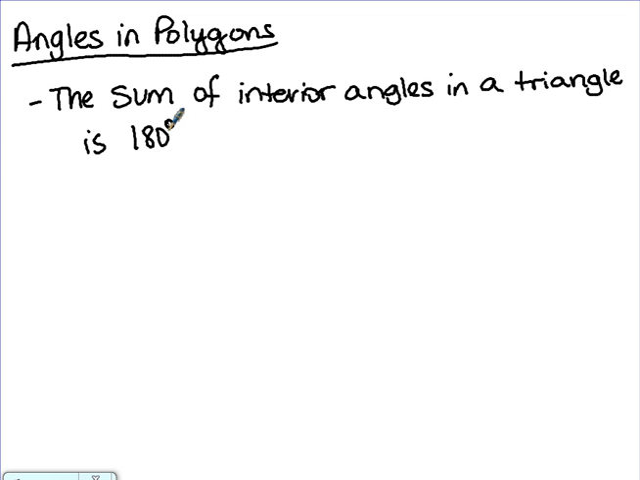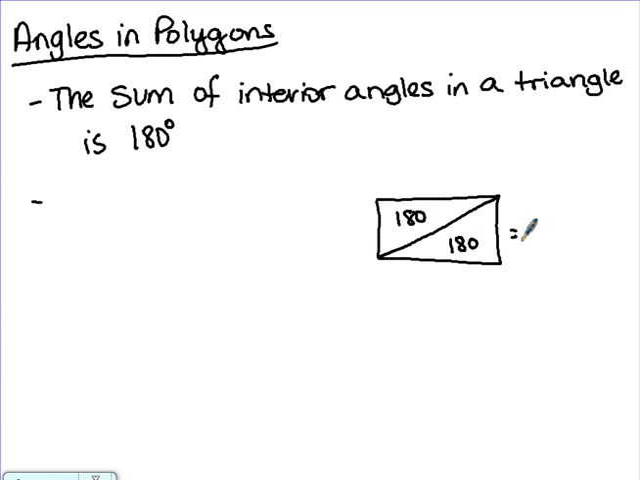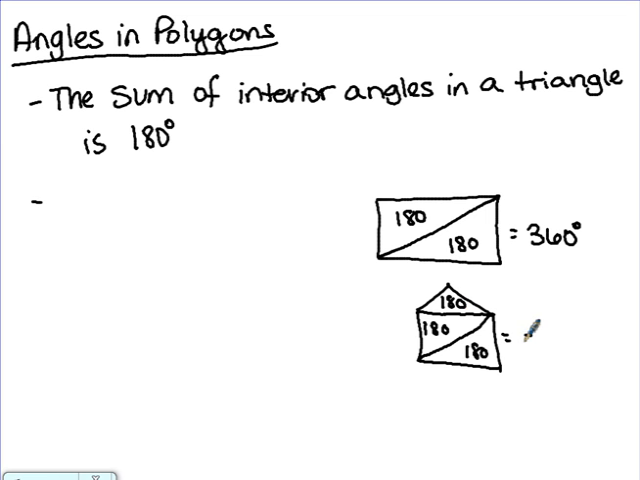For example, a quadrilateral. A quadrilateral is a four-sided figure. If we divide it into triangular sections, and each triangle is 180, a quadrilateral has a total of 360 degrees. A pentagon is a five-sided figure. If we divide the figure so that we have triangles, and each triangle is 180 degrees, then a pentagon has a total of 540 degrees. We can continue this for any kind of polygon.